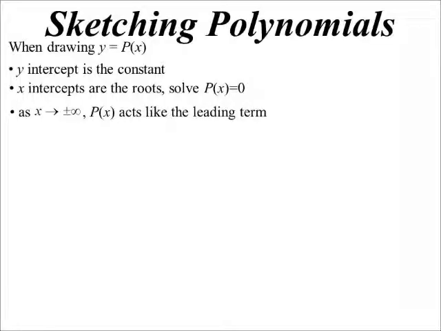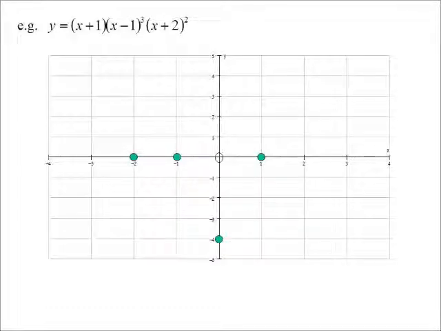Out at the extremities, so out at plus or minus infinity, the polynomial will always act like the leading term. And so that way you know where to start your curve and where you finish your curve. Whatever the leading term's doing, that's what your polynomial is going to do. So the leading term will be x times x cubed, good, up to power 4.